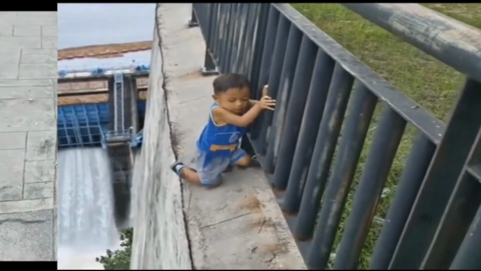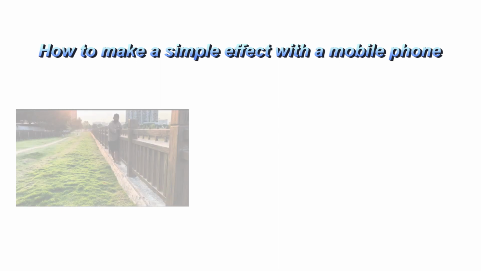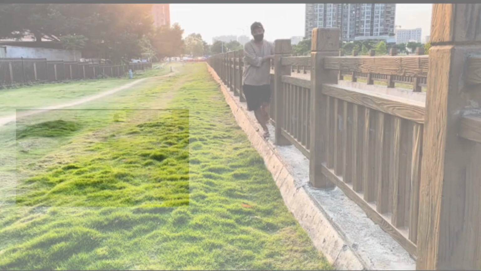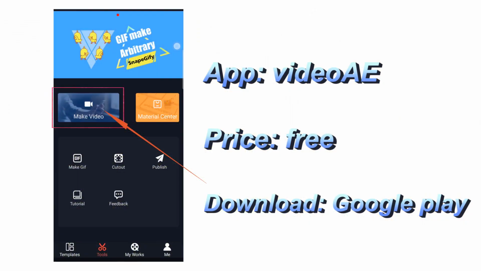How to make a high-altitude dangerous special effects video like this. Today I will teach you how to make a simple effect with a mobile phone. First, record a video of walking with a fence on the ground, then open VideoAE.